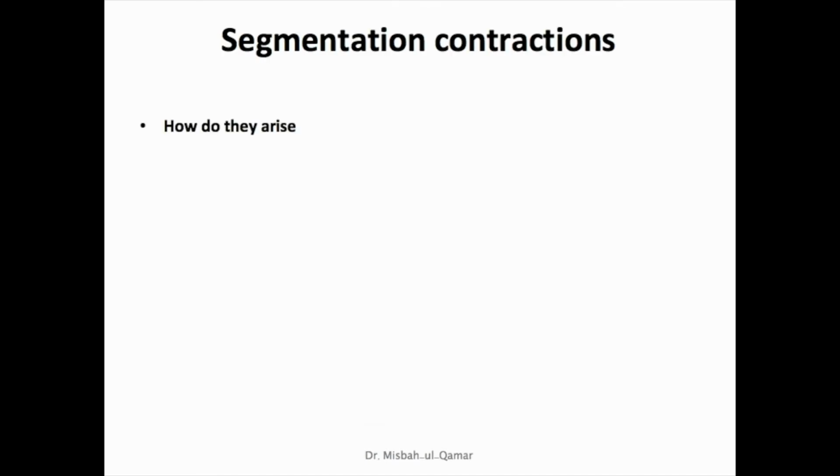Let's see how segmentation contractions arise. When a portion of small intestine distends with chyme, there is a stretching of intestinal wall, which results in localized concentric contractions at intervals along the intestine. Although these last for a fraction of a minute, as one set of contractions relaxes, a new set begins. And the new set occurs at new points between previous contractions.